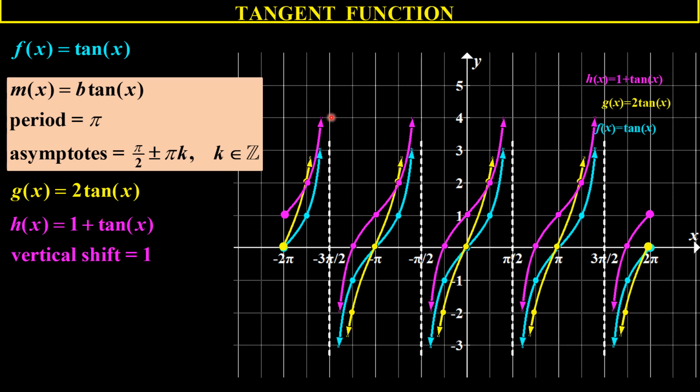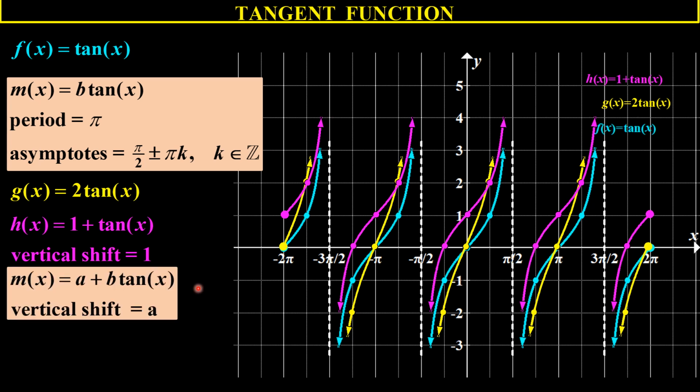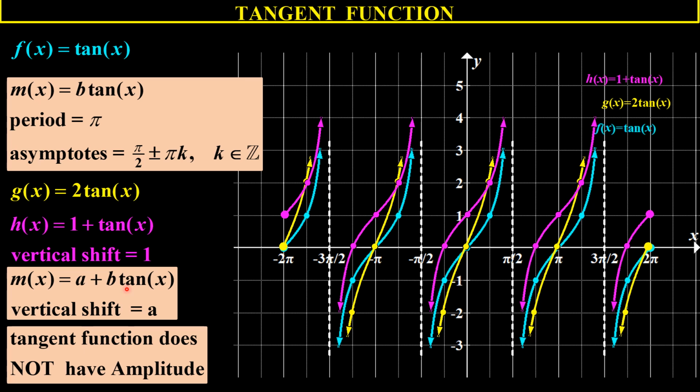So let's put that 2 tan x back again, so we can compare them. So generally, if I have a plus b tan x, a represents a vertical shift, and b there is not an amplitude. Just to remind you, the tangent function does not have an amplitude. Don't make a mistake and say it has an amplitude of 2. It's just stretching it.